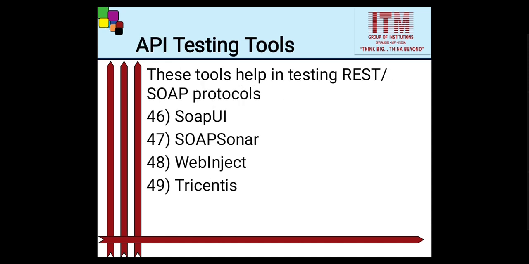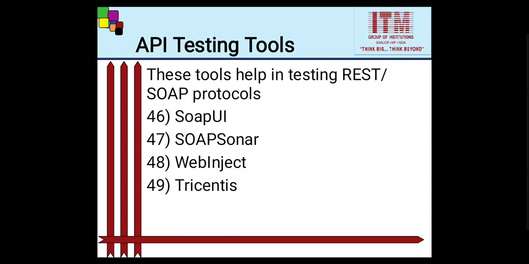So next is the API testing tools. The first of the API tools is SoapUI. It is a cross-platform free open source functional testing tool for SOAP and REST. It's written in the Java language. It's primarily used to perform functional and load testing on APIs.